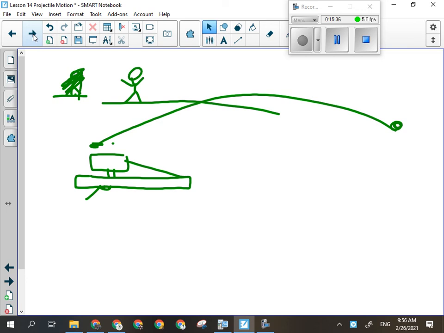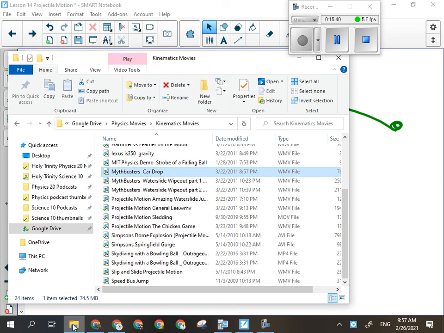Now, we'll talk more about that on Monday, but I'm going to show you some of the other ones I have here. The vacuum chamber one.